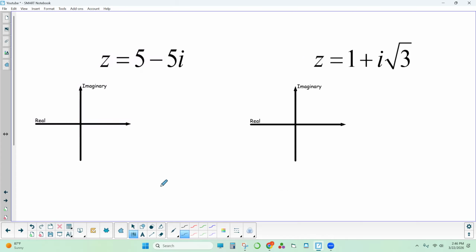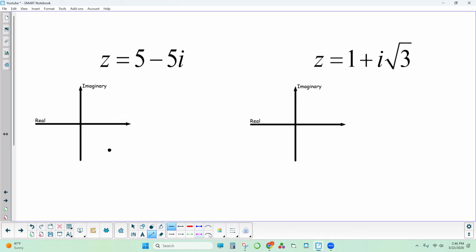On the left here, we've got z equals 5 minus 5i. I'm just going to do a rough sketch on a complex plane and see where this lies. My real part is 5, so I'm going to go right 5. And then my imaginary part is negative 5i, so I'm going to go down. And so my number is somewhere about there.